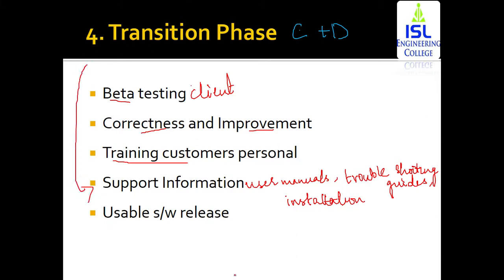Then at the end of this transition phase, you are going to have a usable software, that is, you can operate and use this particular software. This becomes a usable product.